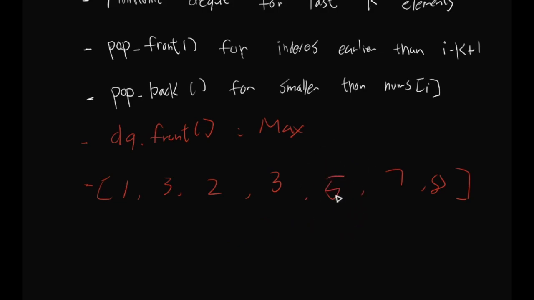So you get the idea. So how would maintaining our DQ help us answer this question? Basically, if we maintain the DQ correctly, we know for a fact that if we're looking for a k-size subarray ending at this particular index, it would have dq.front as the maximum.